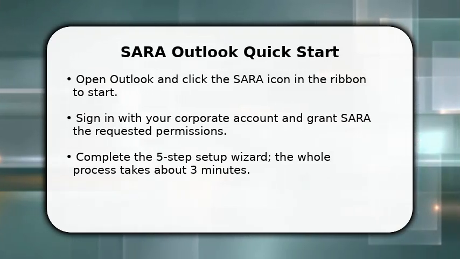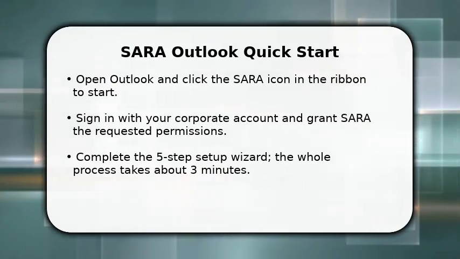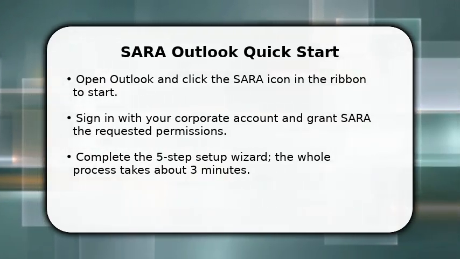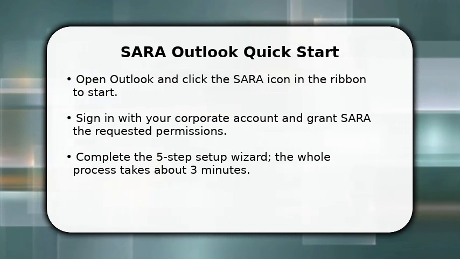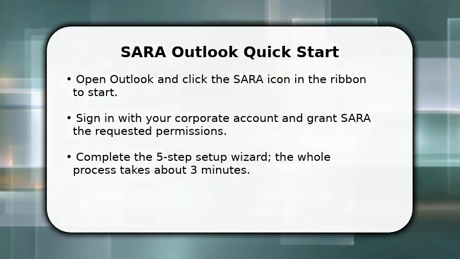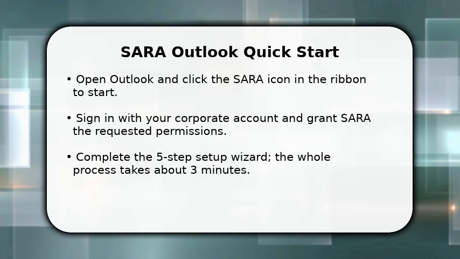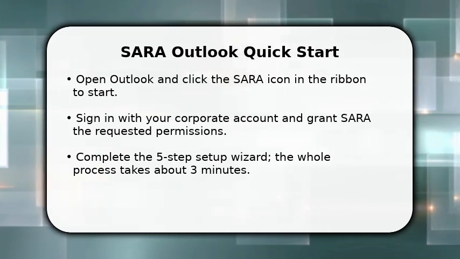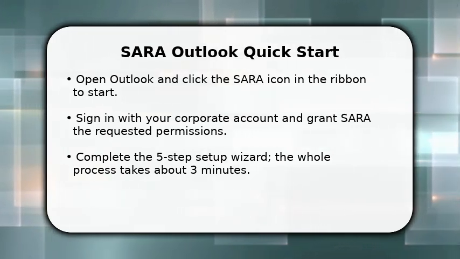Open Outlook and click the Sara icon in the ribbon to start. The add-in loads within 10 seconds and appears on the right side. Sign in with your corporate account and grant Sara the requested permissions. You will see an onboarding checklist with 5 steps to configure access.